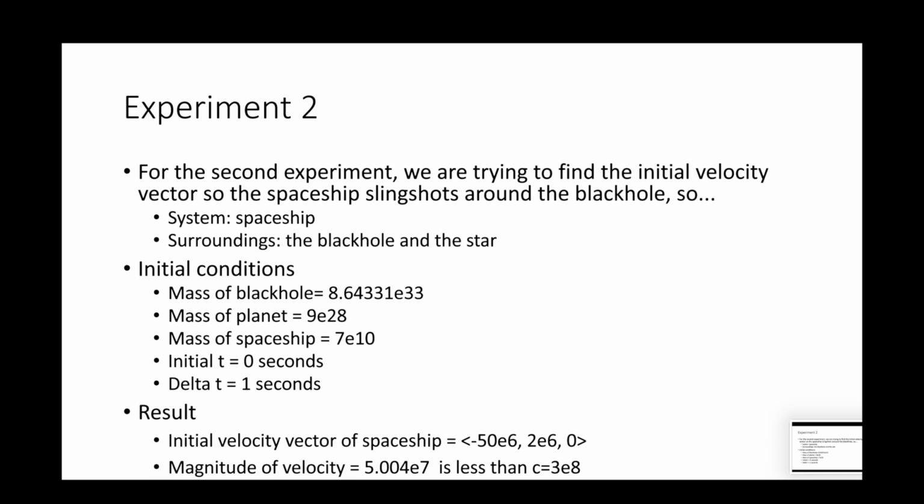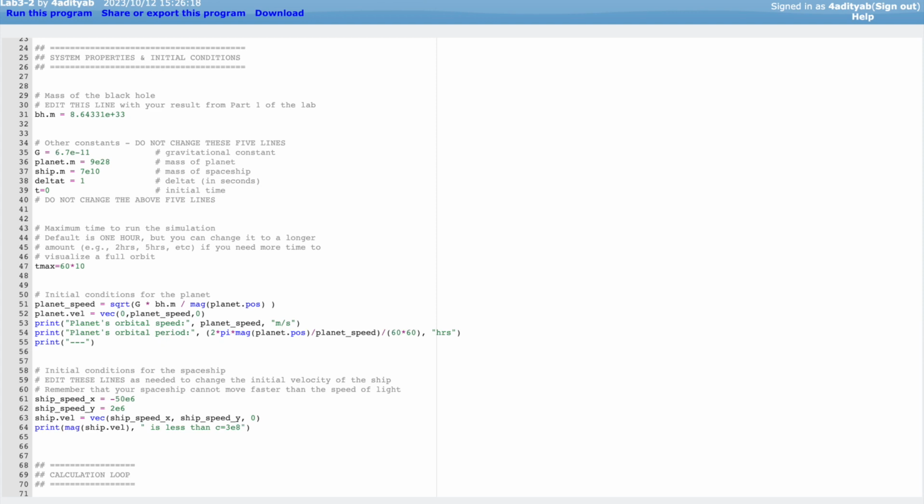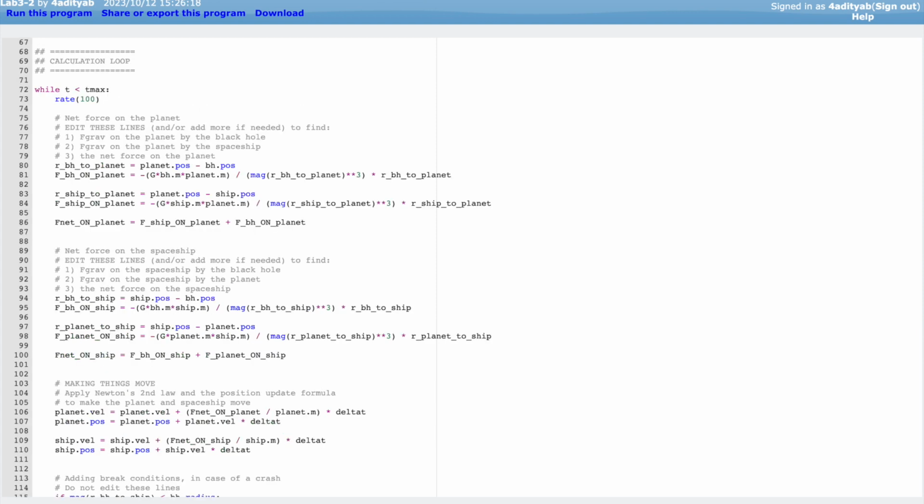For the initial velocity vector of the spaceship, I got negative 50 e6, 2 e6, and 0, which, importantly, has a magnitude less than the speed of light. Here I just inputted the initial conditions into GlowScript. I use the general universal gravitation formula of negative G times m1 times m2 over magnitude r cubed times the r position vector to find the force of the black hole on the planet and the force of the ship on the planet. I added those together to get the net force on the planet.